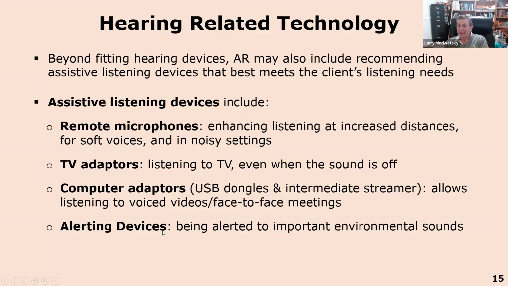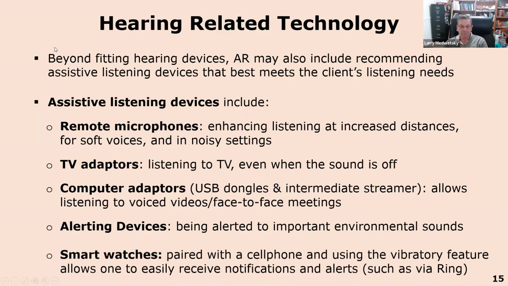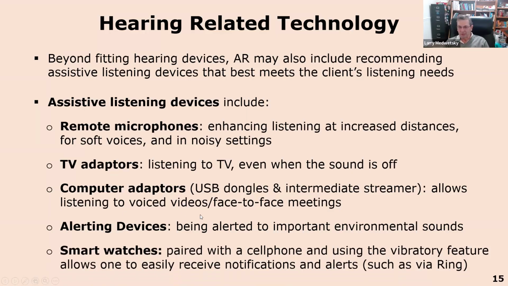An alerting device that I have now uses the Ring system and my Google Watch. When somebody comes to the door, I have a video camera that sends a signal to my phone, which sends it to my watch, and then my watch vibrates and I can see the picture. So my Google Watch with my Ring system is an alerting device, but it vibrates, so I don't miss anything. These are all examples of assistive devices. Oh, and we talked about the smartwatch.